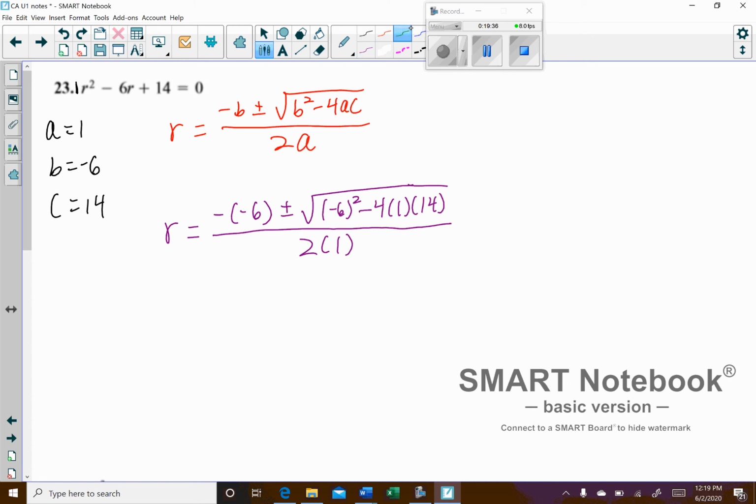All right, so the double negatives will turn into +6, plus or minus, let's see, the square root, -6 squared is 36. 4 times 1 times 14, was that 56, I believe? So that would be minus 56 all over 2.